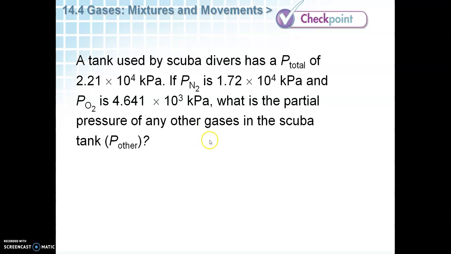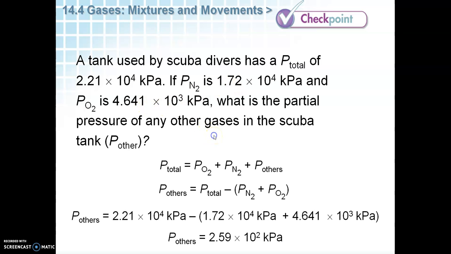Well, again, we got three gases, nitrogen, oxygen, and the other gas. And we know the total pressure. So we know the total, we know two of the partial pressures. Solve for the last unknown partial pressure. So there we go. P total equals P gas 1 plus P gas 2 plus P gas other. Plug in your numbers, solve, and you get this, which is 259 kilopascals, because who needs scientific notation there?